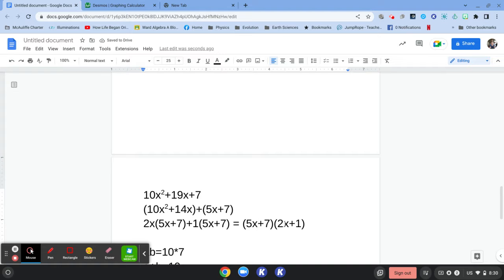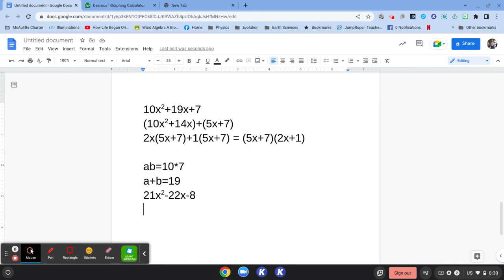5x times 2x is 10x squared. 5x times 1 is 5x. And 7 times 2x is 14x. And we already know 14x and 5x equals 19x, so that's good. And 7 times 1 equals 7, so that checks out. I'm going to do it one more time with this other one.